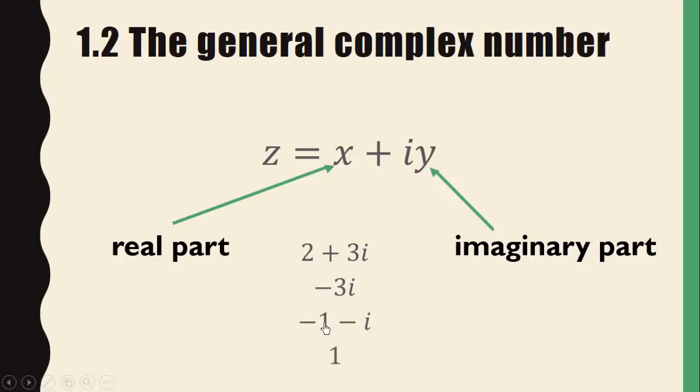So we have -1 minus i. Then we have 1. It's also a complex number. That is, it has the imaginary part to be 0. So this can be written as 1 plus 0i or 1 minus 0i. So this tells us that all real numbers belong to the set of complex numbers, or they are subsets of the complex numbers. So a complex number is just an extension of the real numbers.